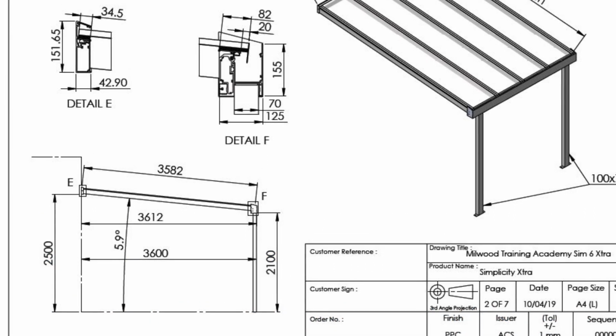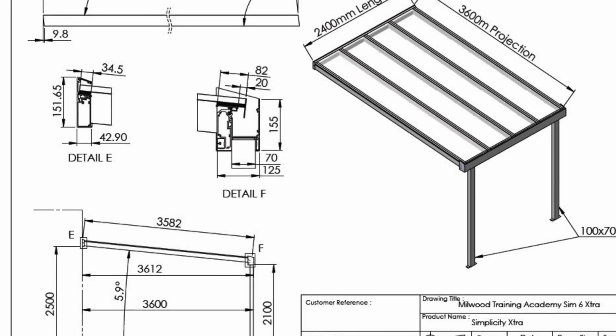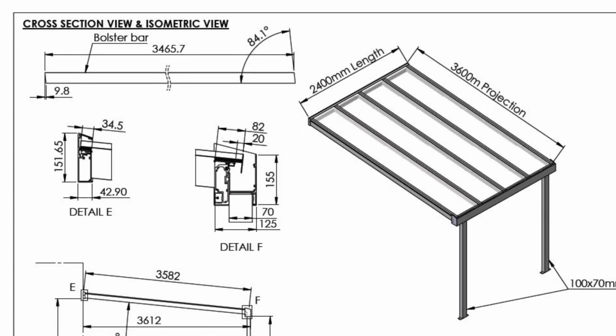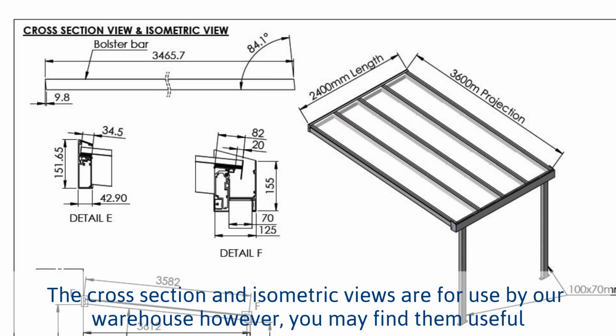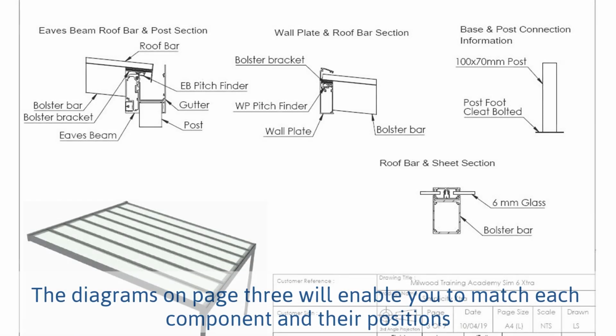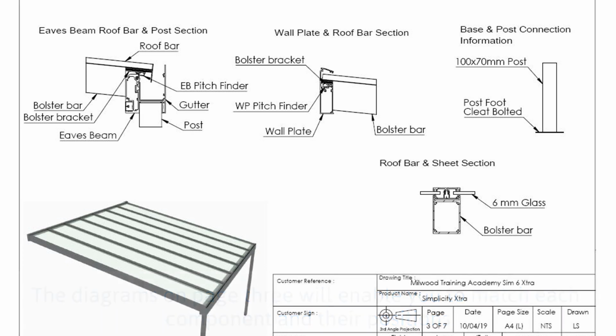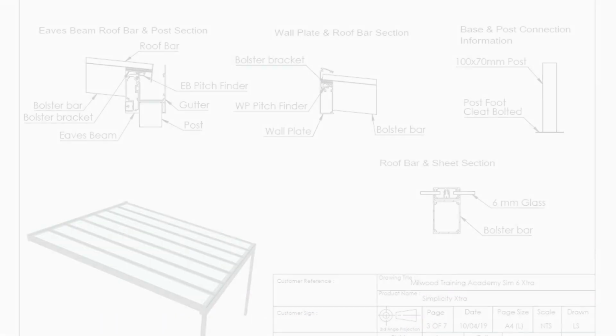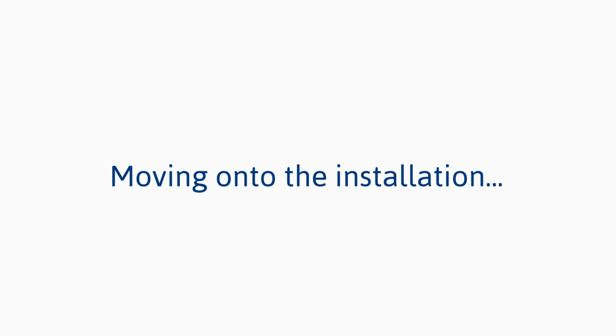The measurements above the pitch diagram, including the cross-section and isometric views, are mainly for use within our warehouse. However, you will find them useful during the installation. The diagrams on page 3 are purely for labeling purposes, so you can match each component and discover the positions they are to be placed. Now, let's move on to the installation.